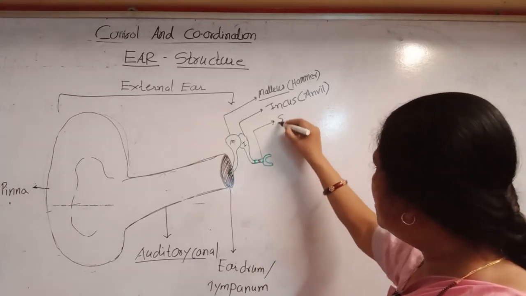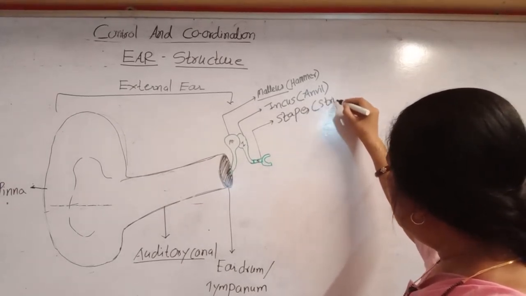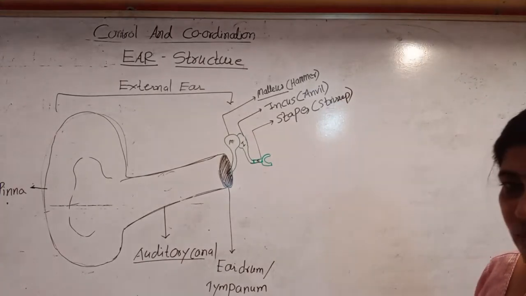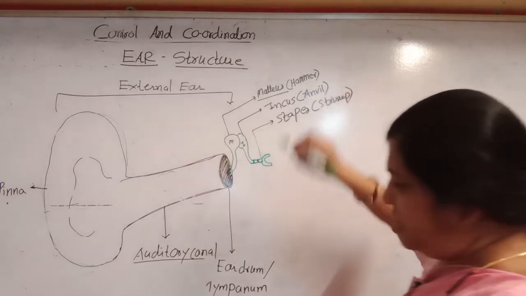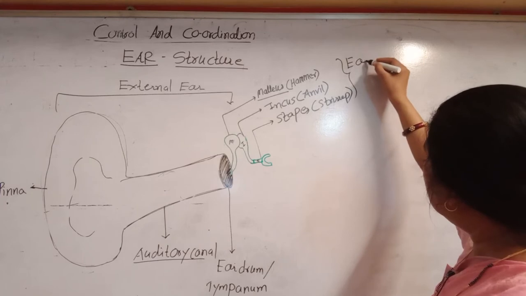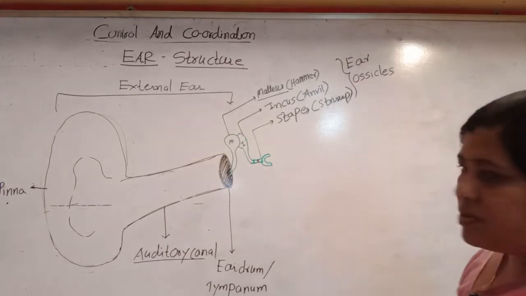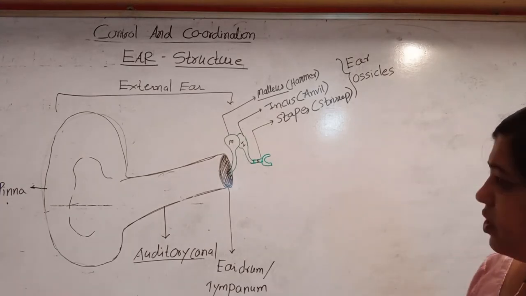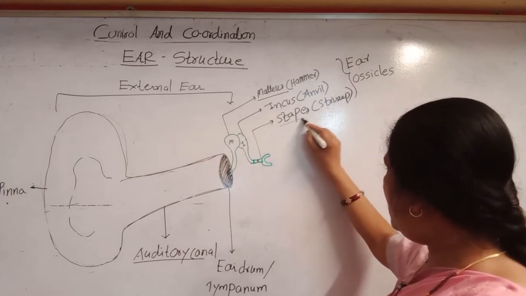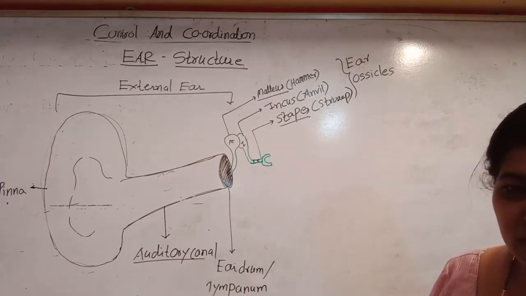So this is stapes, which is called stirrup. These three bones are collectively called ear ossicles, and the smallest bone in our body is stapes. It is the smallest bone in our body.